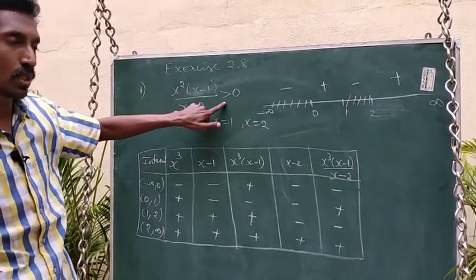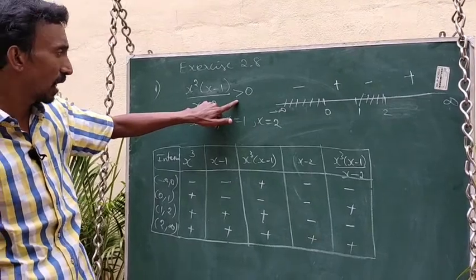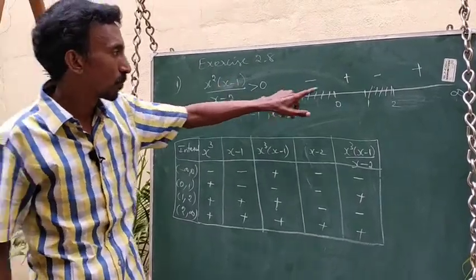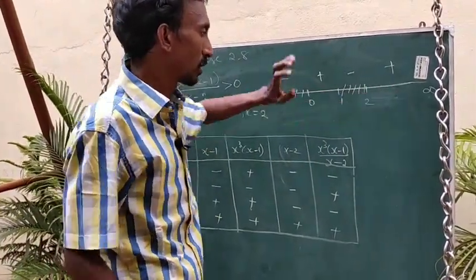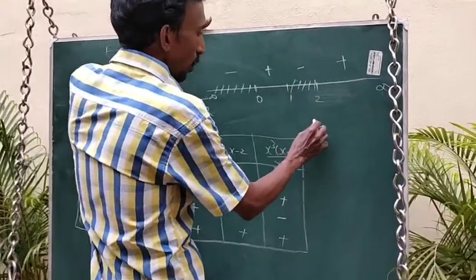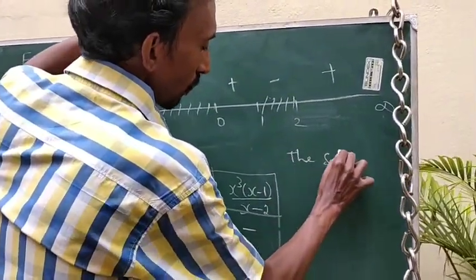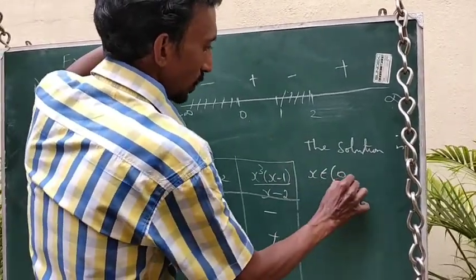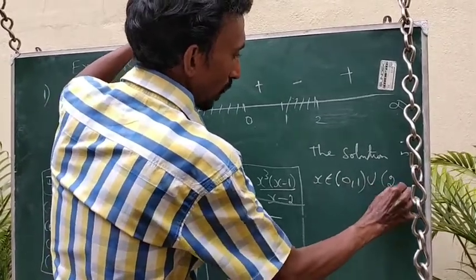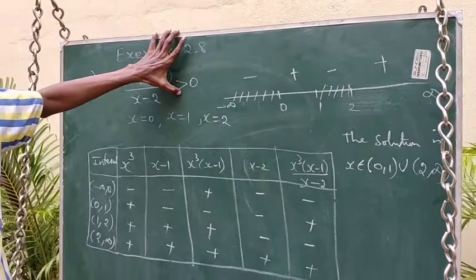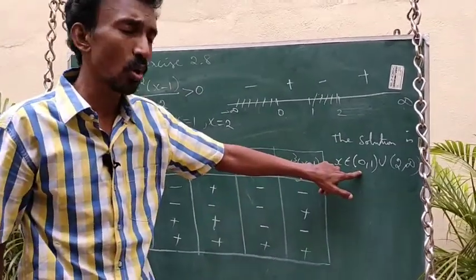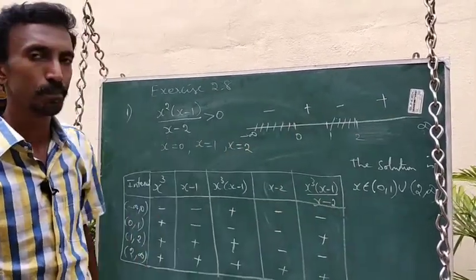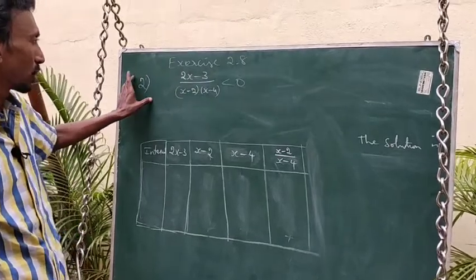The rational expression must be greater than 0, so the solution x belongs to the positive intervals. Here the solution is x belongs to open interval 0, 1 union 2, infinity. Because it is only greater than; if there is equality, we have to put closed intervals. We have to include 0 and 1, and also 2, but not infinity. Exercise 2.8, question number 2.